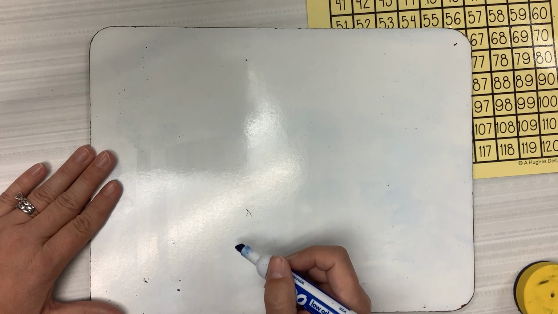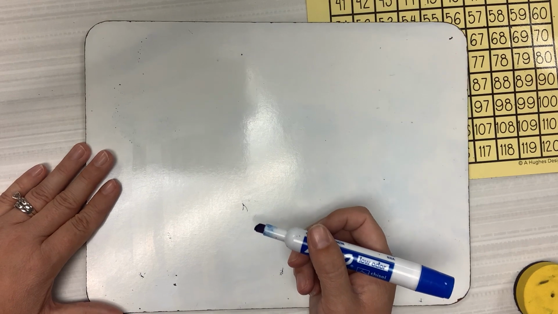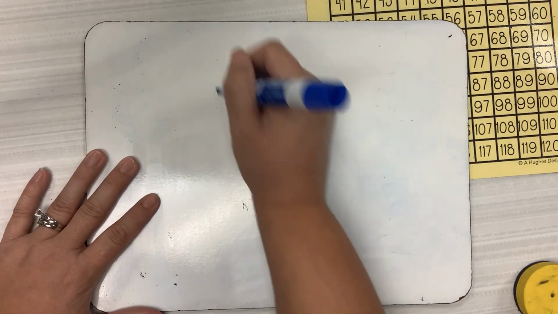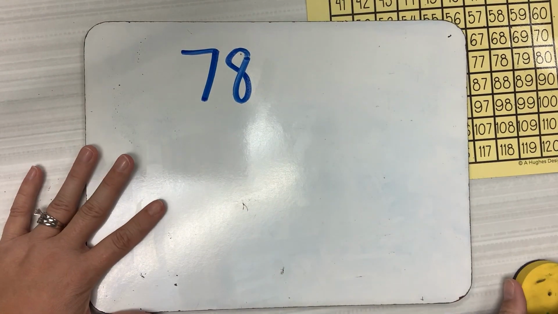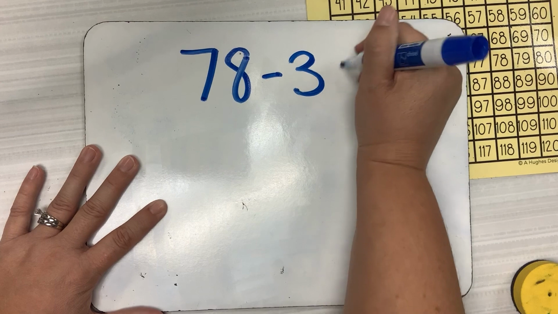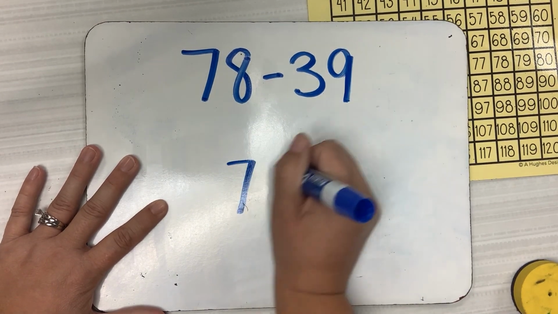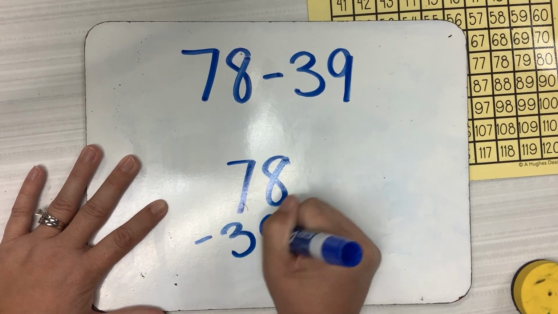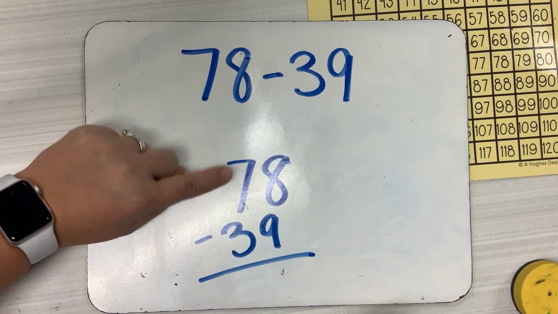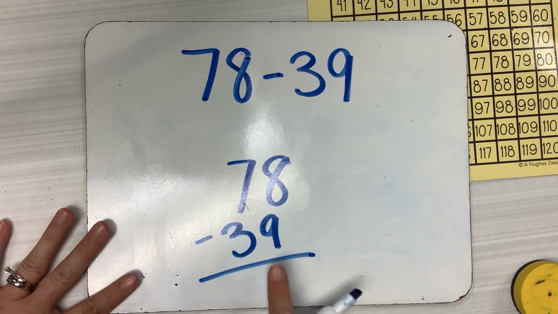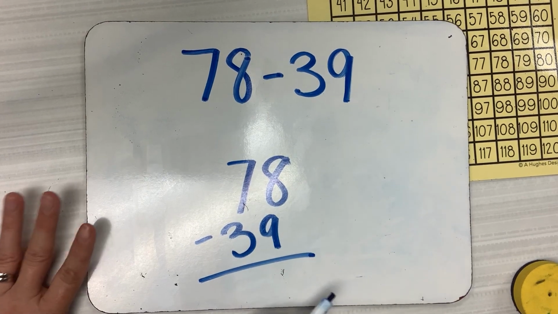Now, we're going to transfer that skill into trading first, or some of us call it borrowing. Let's do 78 minus 39. I'm going to stack the numbers and think to myself, I have 7 tens, I have 8 ones. I cannot take away 9 from 8, so I need to borrow.